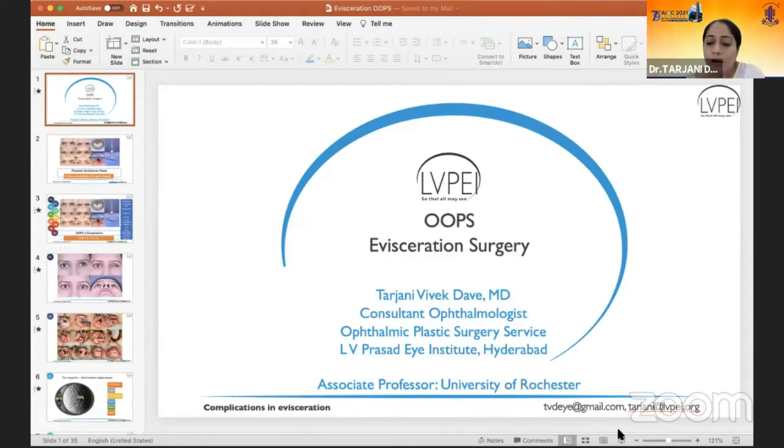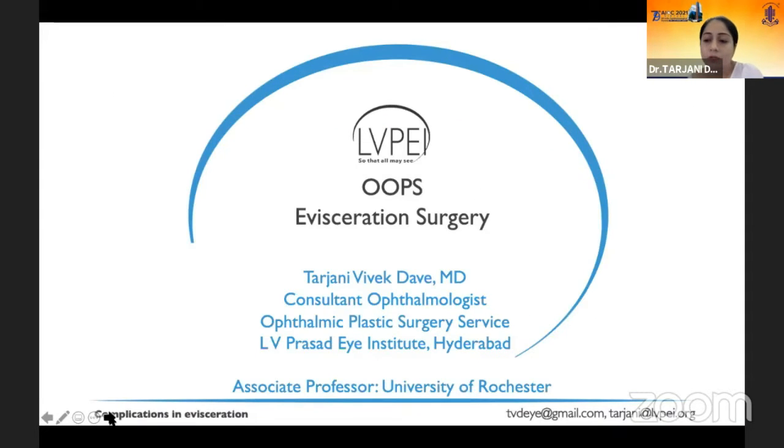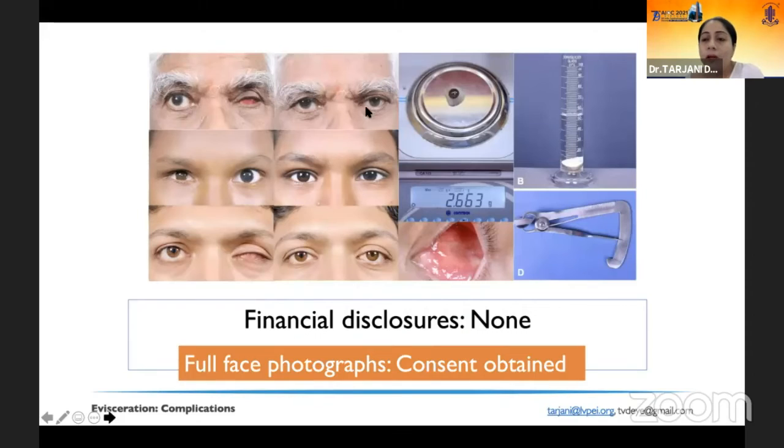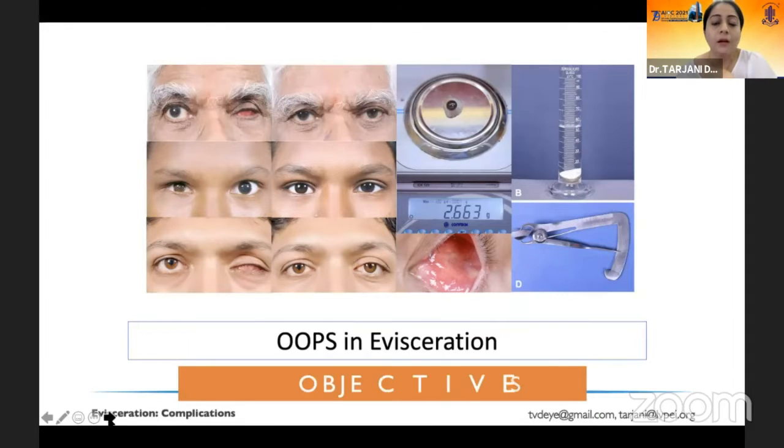Okay. So I'll go ahead with the OOPS in evisceration surgery. Just like cataract forms the bread and butter for most ophthalmologists, for an oculoplastic surgeon, evisceration is one of the commonest surgeries that we perform. I'm Tarjini Dave. I come from LV Prasad Eye Institute, and I do not have any financial disclosures to make.